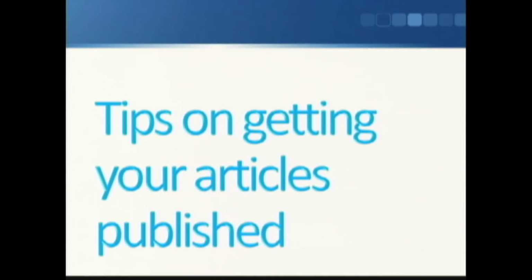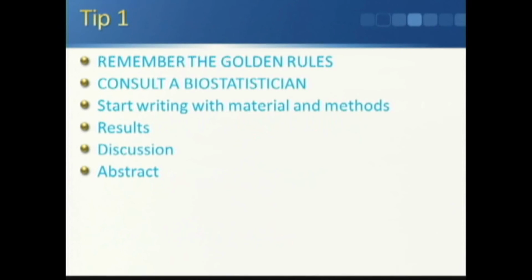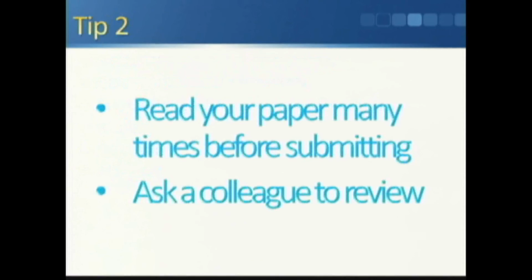So some of the tips, again, just to repeat what was just said: remember the golden rules, the 3 golden rules we talked about. Consult a biostatistician. I like to start writing with materials and methods, followed by results and the discussion, and write the abstract last, because then you don't miss things. Read your paper many times before submitting, and I think Dr. Khan nicely pointed that out.